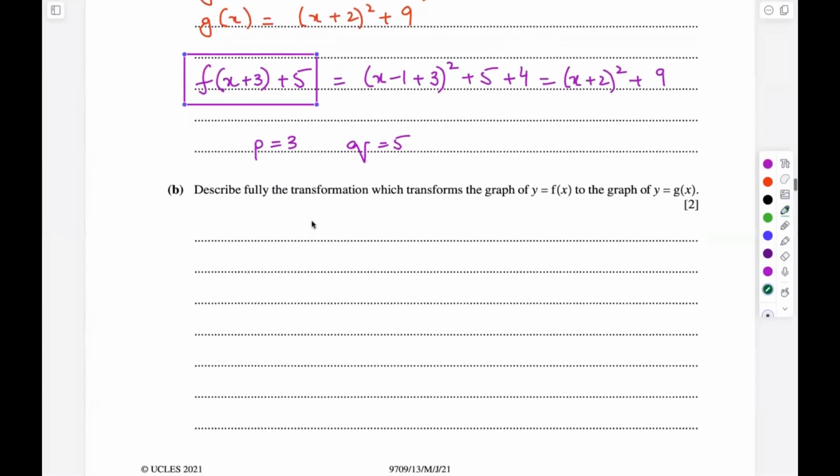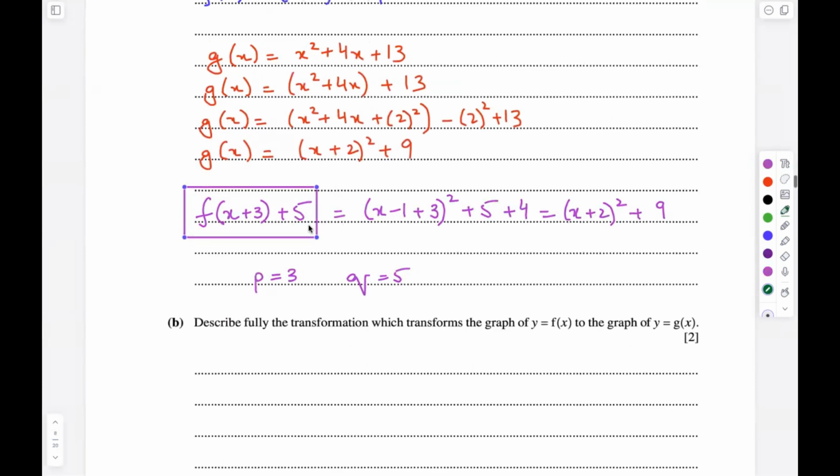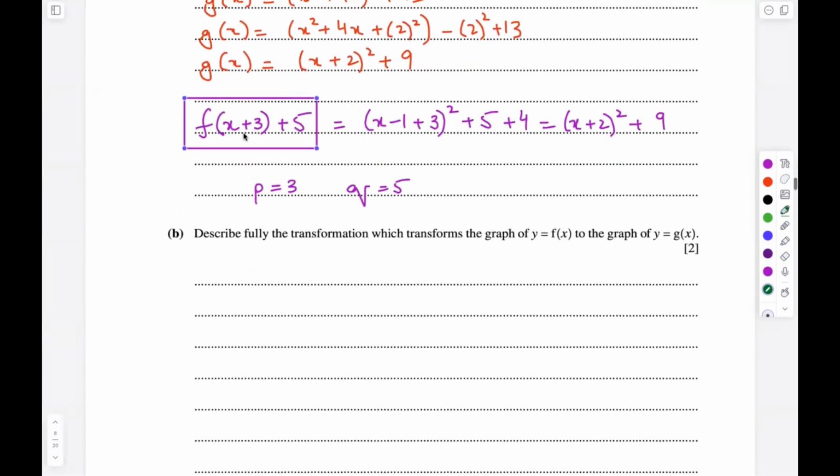In part B, it says describe fully the transformation that maps f of x onto the graph of g of x. Now we did in part A that we added positive 3 to the x value and 5 to the whole function. So when we are adding values to the x value and to the whole function, it means there's a translation. If you're adding a number to x, that will mean a translation in the negative x direction, so that will become a minus 3. And as we are adding 5 to the whole function, that will be a plus 5 in the y direction. So it will be a translation, and the vector will be minus 3 and 5.